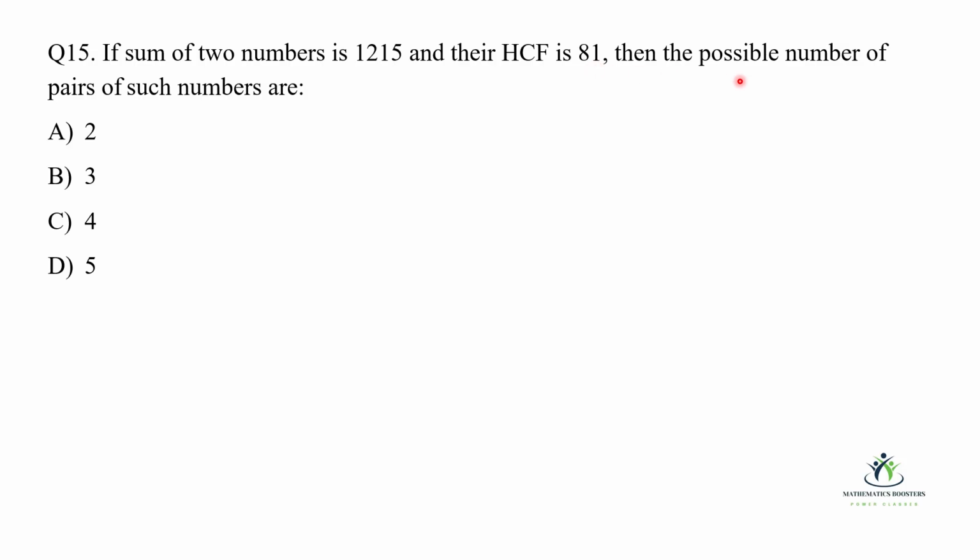HCF is 81. Possible number of pairs जो हमें ये दोनों condition satisfy करते हैं. Let's convert into equation. A plus B is 1215, where A and B are co-primes. Co-prime number कौन से होते हैं, जिनका सिर्फ एक common factor होता है, that is 1 itself. HCF is given 81. That means highest common factor 81 है.